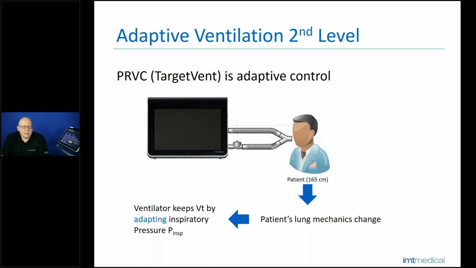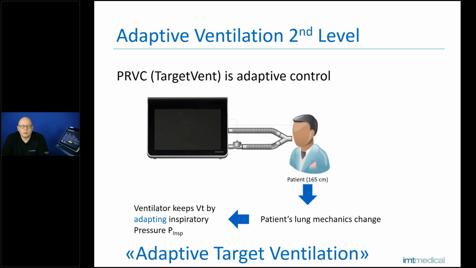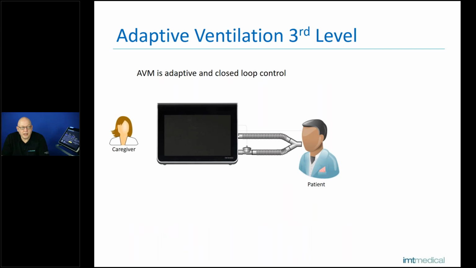To give this a name in a special taxonomy, those modes are summarized under adaptive target ventilation. We have a target, and the way this target is maintained is adaptive. But there's also a third level, and now we come finally to AVM. AVM is adaptive and also a closed loop control.